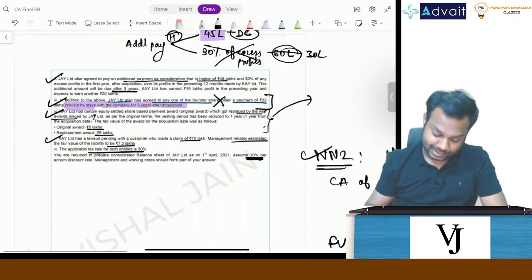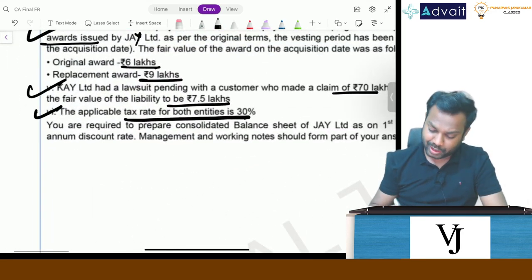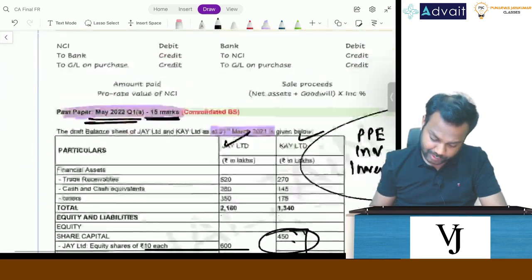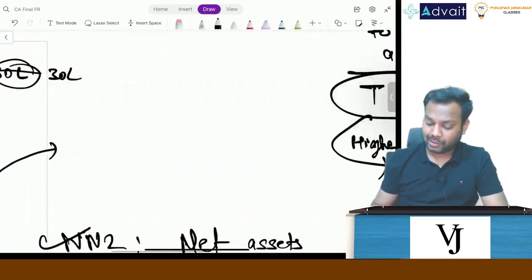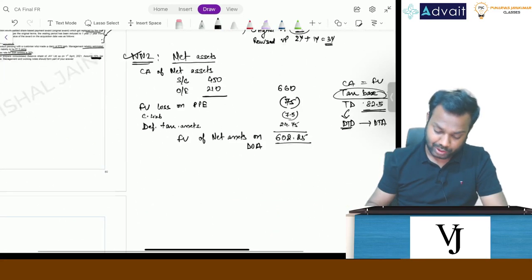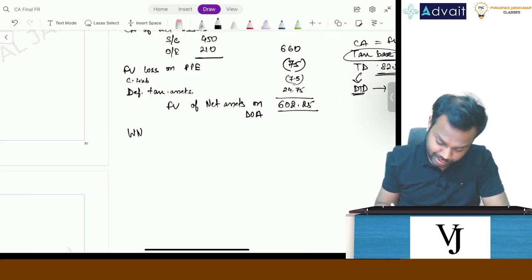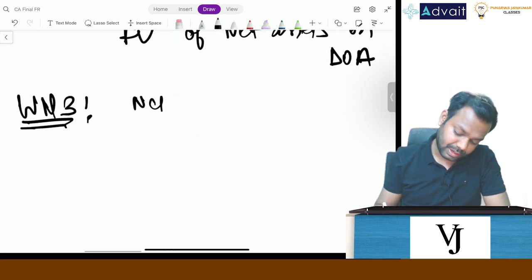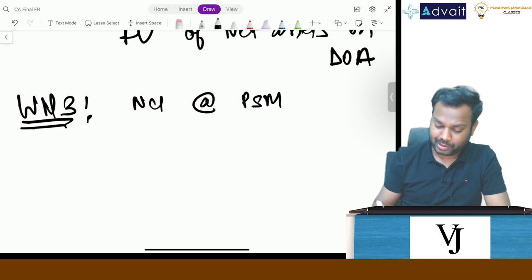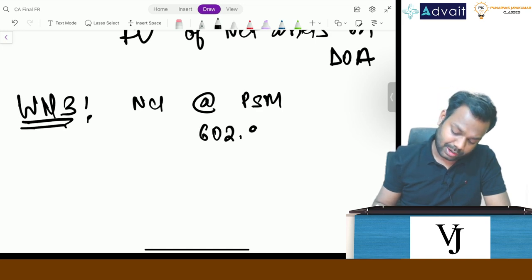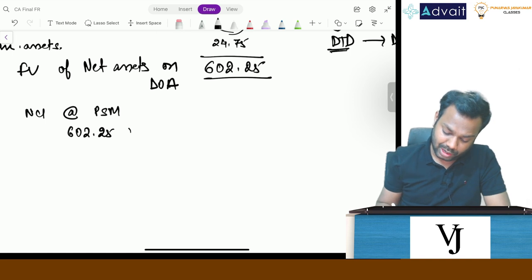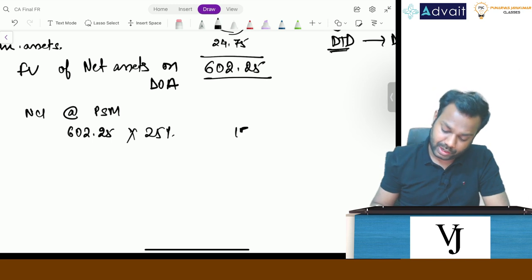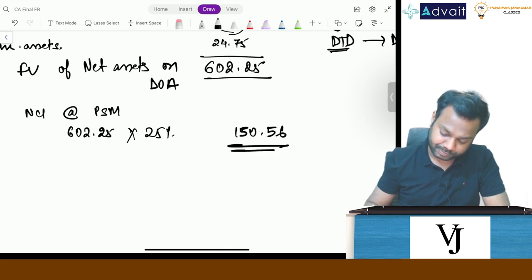Now let's find non-controlling interest. Is the question saying anywhere about the non-controlling interest? Definitely not in the last paragraph, nor in the first paragraph, everything we have read. So the question is silent about NCI, so we'll take it at the proportionate share method. Working note number three is NCI at proportionate share method, that is 602.25, the value of net assets on the date of acquisition, multiplied by 25%, which is 150.56. I hope it is clear.